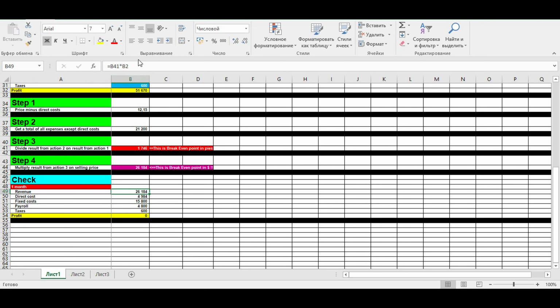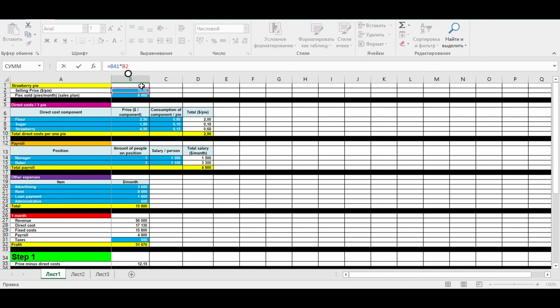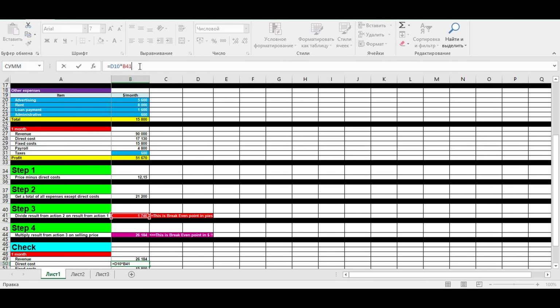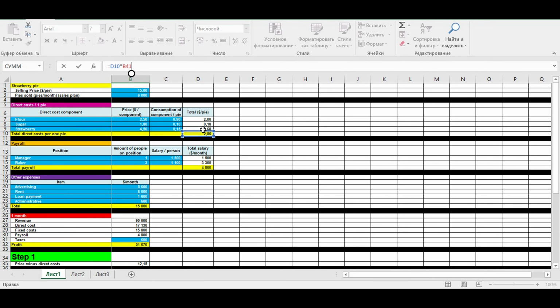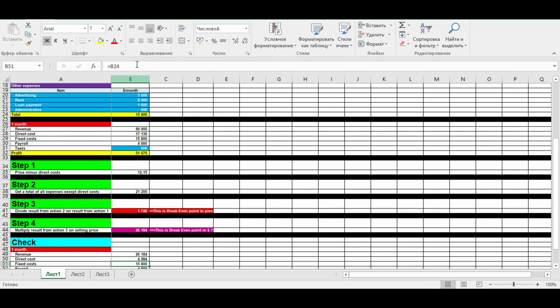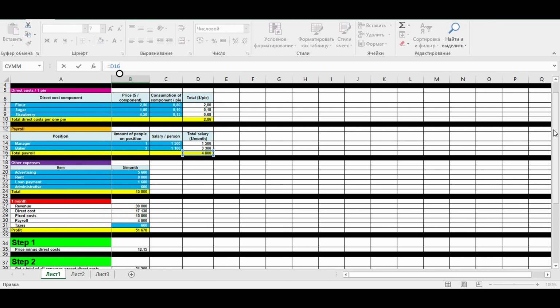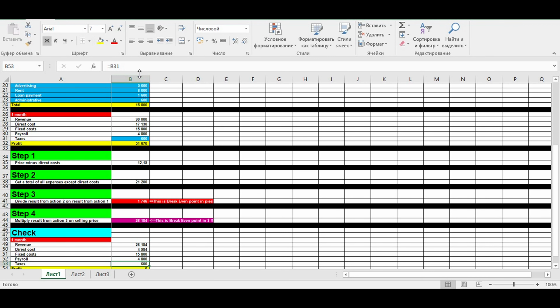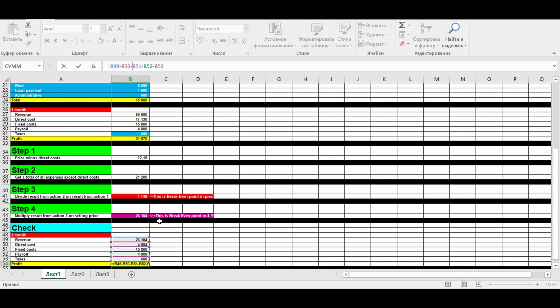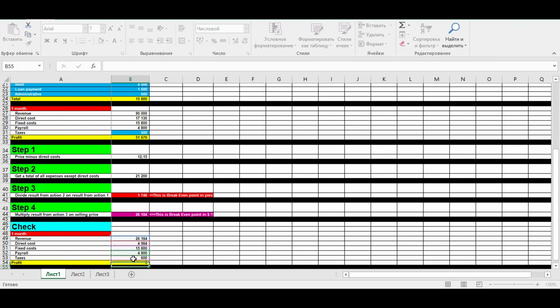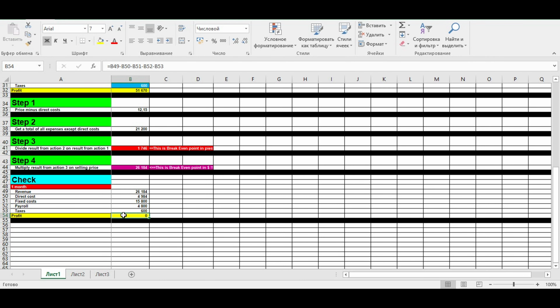We take the break-even point in pies and multiply it by the selling price. Then we calculate direct costs for your break-even amount of pies. Then we take our fixed costs, our payroll, and our taxes. And finally, we calculate the profit. It's revenue minus direct costs minus fixed costs minus payroll minus taxes. Here you have a zero profit.